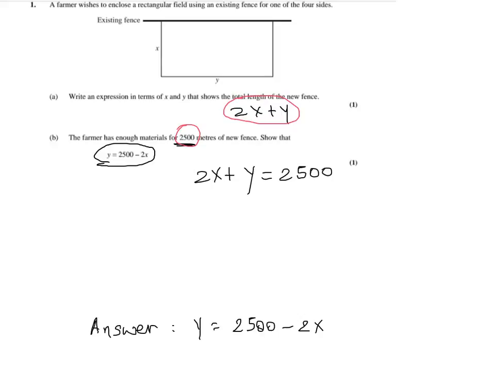Now, we know that our answer is y equals 2,500 minus 2x. So we're trying to get to that point. We're trying to take this equation and get to this equation. So it looks like we need to isolate the y because in our answer, the y is isolated. So in order to isolate the y, we would have to take 2x from each side. And we get that y is equal to 2,500 minus 2x. It was actually only one step to get to our answer. So we've now shown that y equals 2,500 minus 2x. Let's see what the next step is.